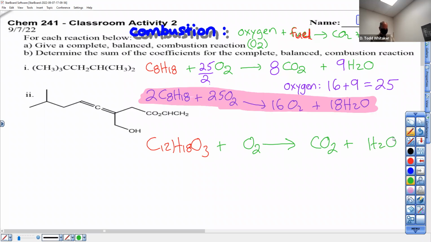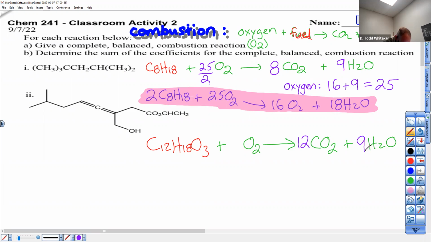Well, you want to start with carbon? Why not? I need 12 carbons on the right. Yep. And I need 18 hydrogens on the right. How do I do that? Yeah.